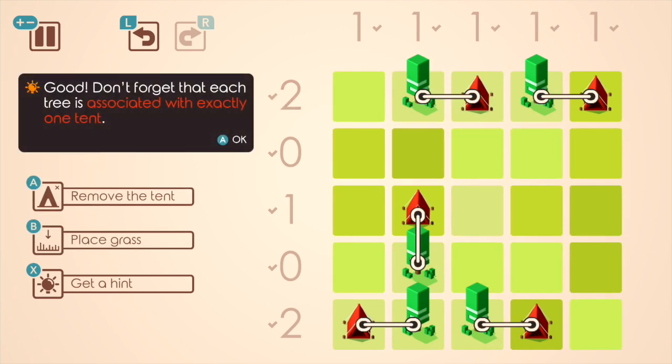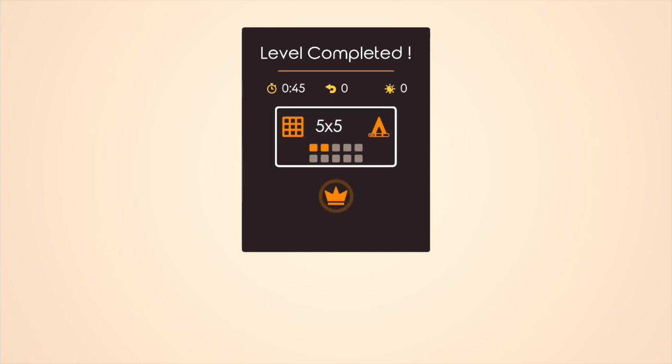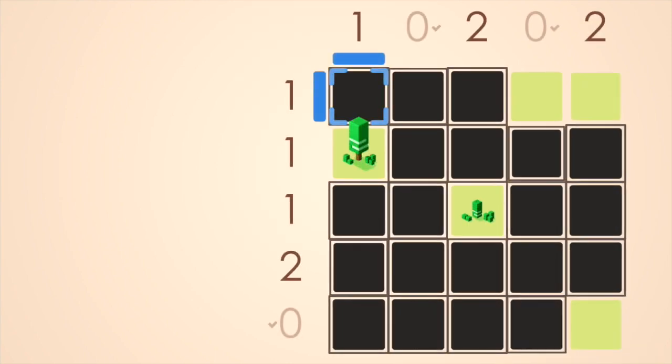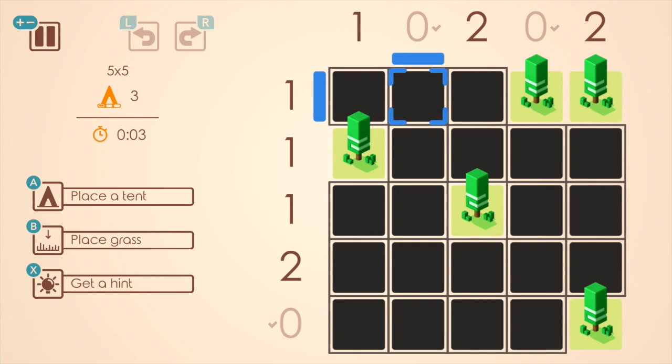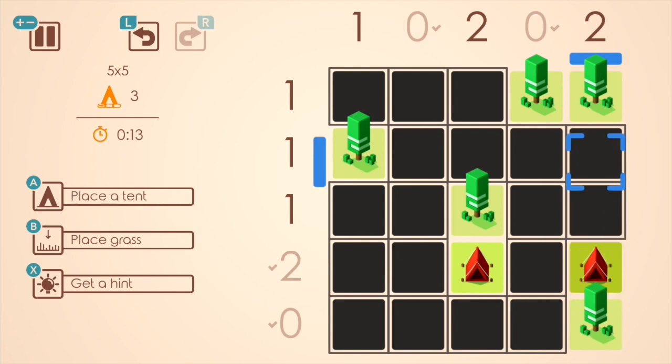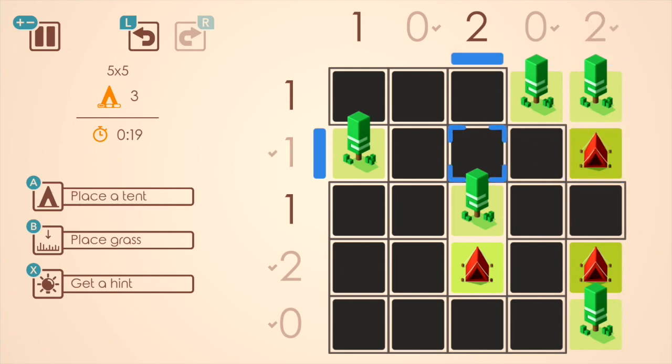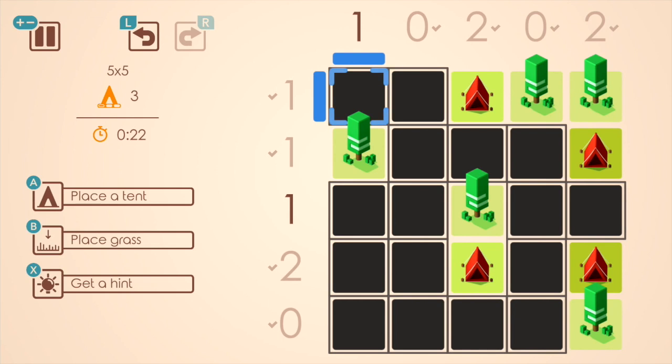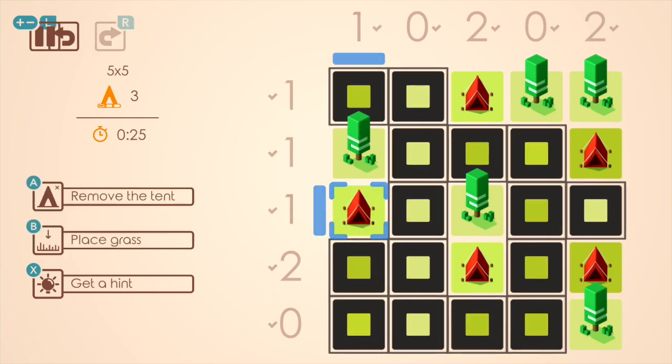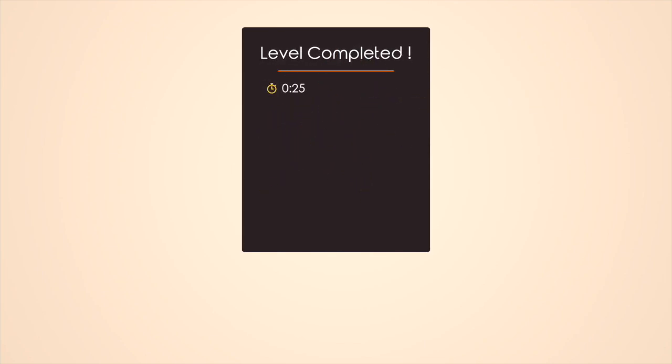There it goes. There. Each tree is associated with exactly one tent. Now this looks fun. Alright, 3 tents, 2, but also 2 here. That's 1. That's 2. Boom. Nice.